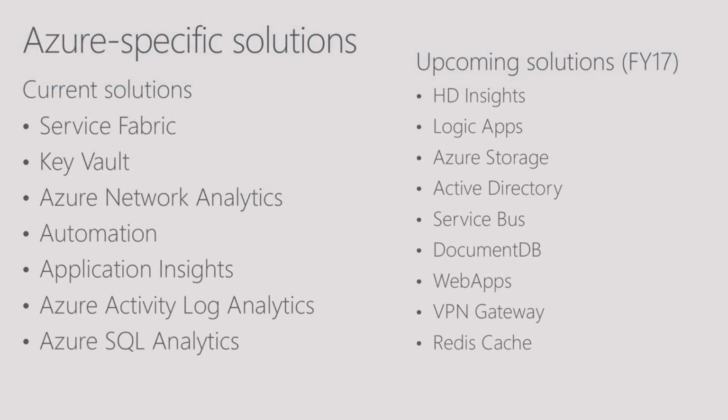And so let me just go over some of the solutions that we currently have available today, as well as some of the upcoming solutions that you'll be seeing throughout the fiscal year. The solutions on the left column are also going to be updated on the back end as well. So for example, even though we ship the Key Vault network analytics and automation solutions out, we are actually going to be updating the back end so that it takes advantage of the near real-time pipeline that we have just enabled. So you can expect the updates to those solutions coming fairly soon.